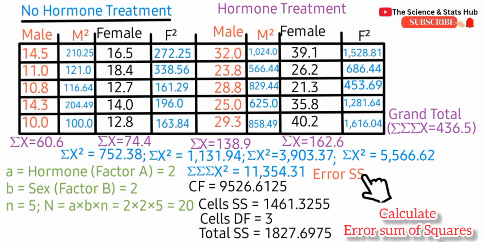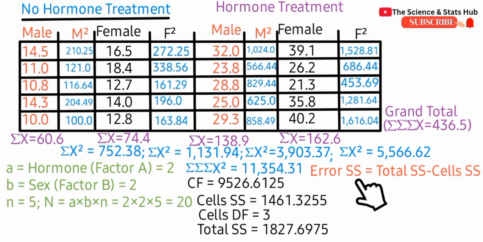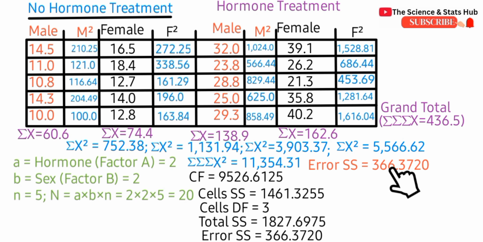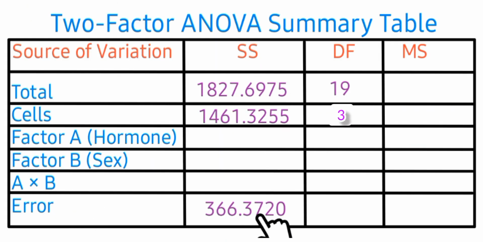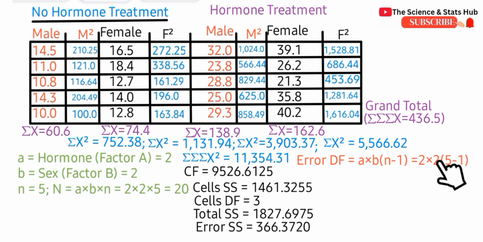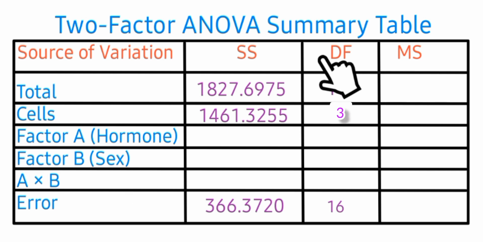Calculate error sum of squares. Error sum of squares is equal to total sum of squares, that is this value, minus cells sum of squares, this value. So this minus this. Let's record this on our summary table. Calculate error degrees of freedom. Error degrees of freedom will be our a value, 2, multiplied by b, our b value is also 2, and with this our n value is 5, minus 1. 2 multiplied by 2 is 4. 5 minus 1 is 4. 4 multiplied by 4 is 16. Error degrees of freedom is 16. Let's also record this on our summary table: error degrees of freedom, 16.